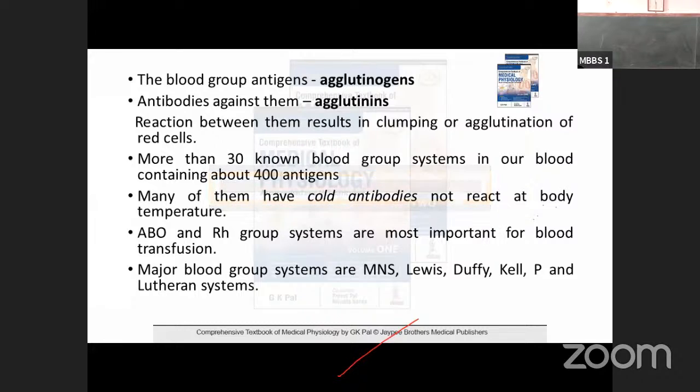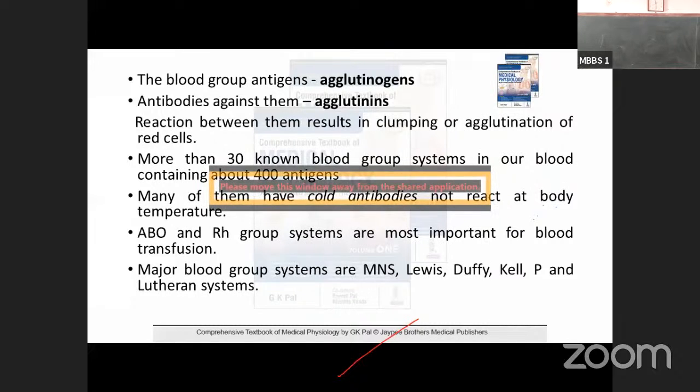There is agglutination between the antigen and antibody, and from that agglutination or clumping, we can determine the blood group of that individual. More than 30 blood groups are in our system, having 400 antigens.